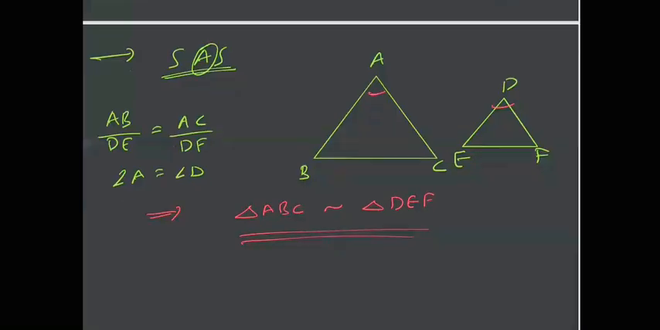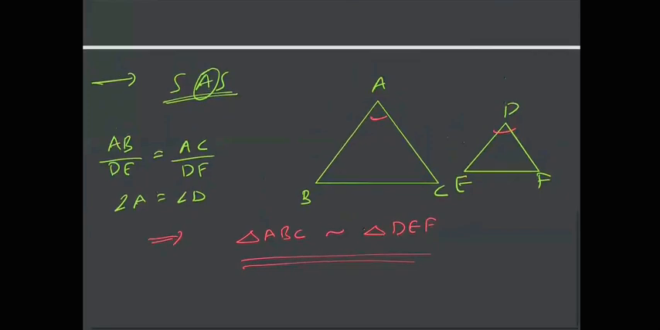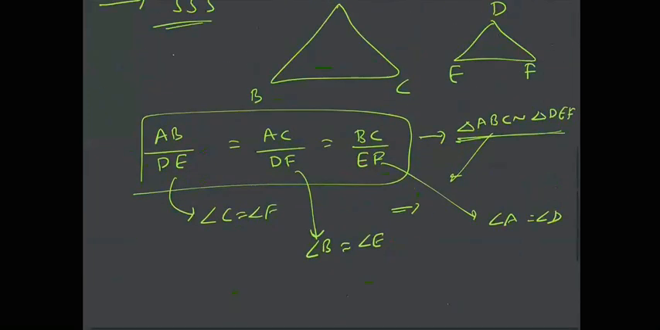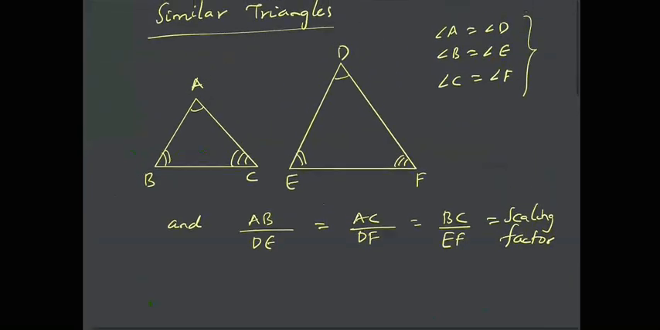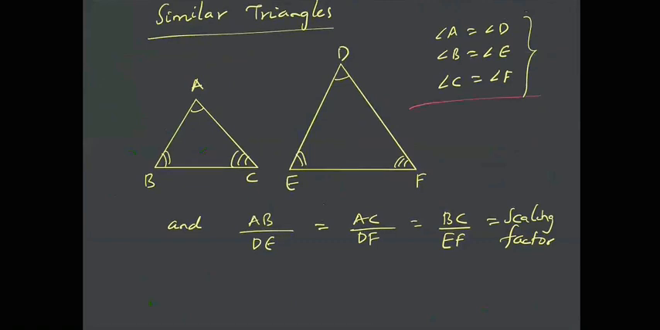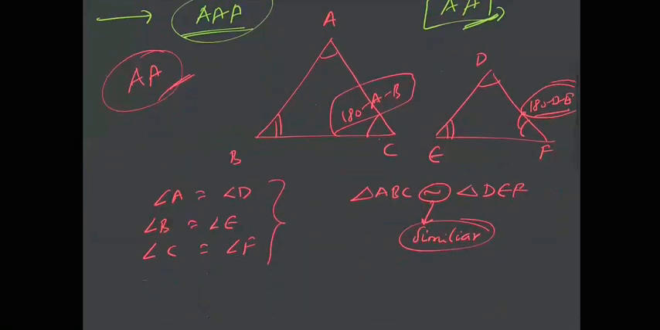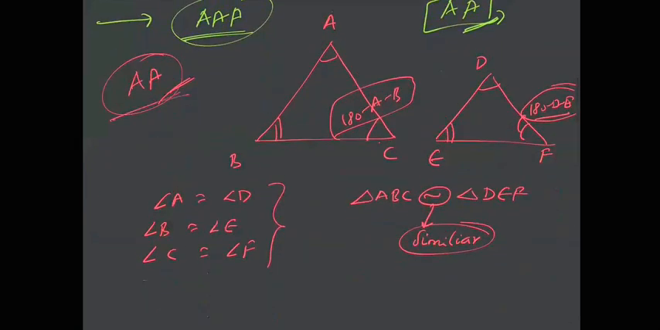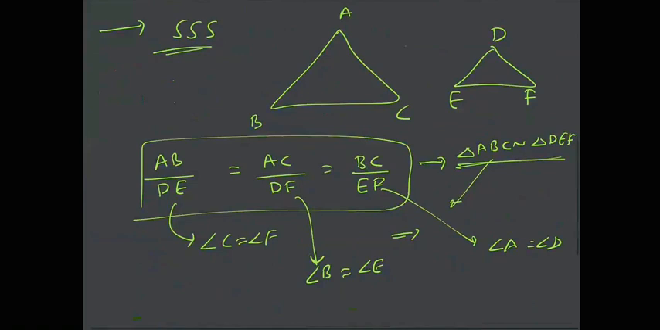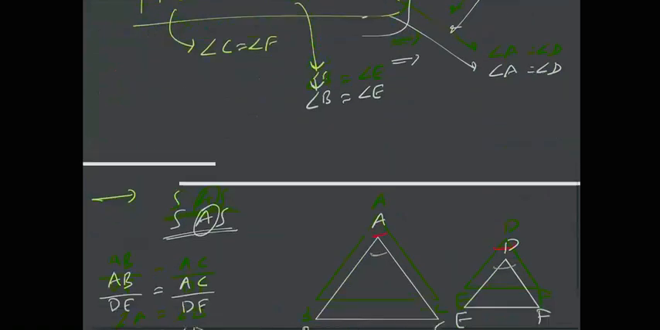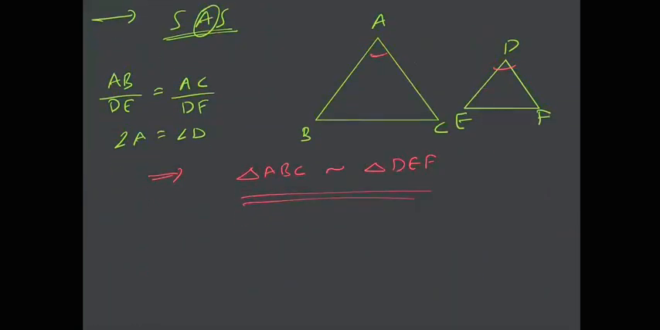Fine. So let us once again quickly recap what we have learned. We have studied that two triangles are similar if and only if all the three angles are equal and all the three sides are proportional. And we have noticed that if two angles are equal in two triangles, or if three sides are proportional, or if two sides are proportional and one angle is equal, the angle should be between those two sides. Then we can say that the triangles are similar.